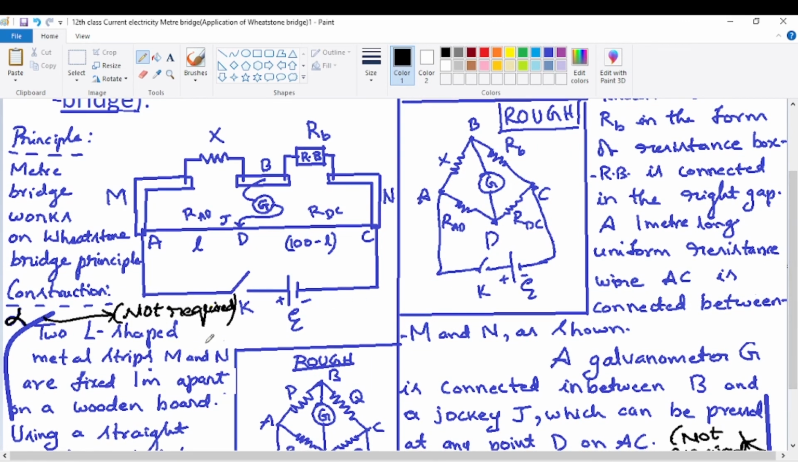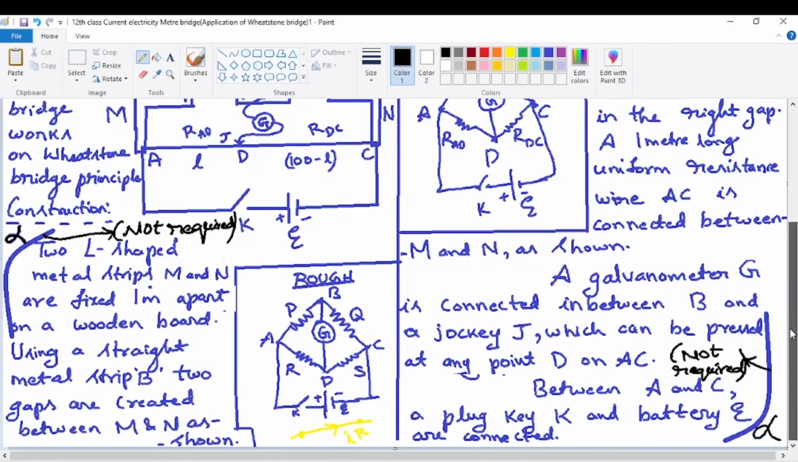Then what about the explanation, the construction? The lengthy explanation of how the meter bridge is equivalent to the Wheatstone bridge, we have already seen in the rough column. So that need not be written again. The description, metal strip M, N, metal strip D, galvanometer G, key K, all that comes to almost one full page. But this entire thing need not be written.